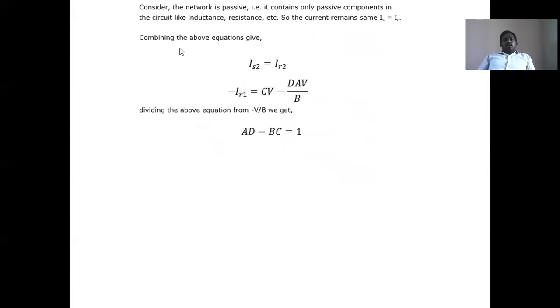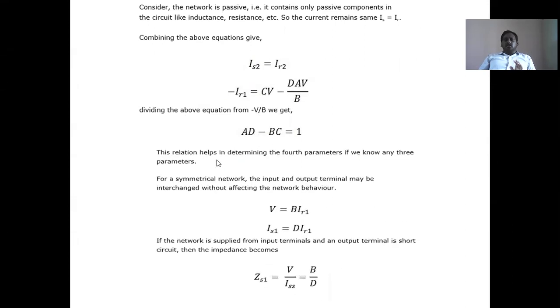So, combining the above equations, IS2 is equal to IR2. Then minus IR1 is equal to C into V minus D into A into V by B. Dividing the above equation by V, and simplifying, finally we can solve this: AD minus BC is equal to 1. This is the relation obtained from these conditions. This relation helps in determining the four parameters if we know any three parameters. AD minus BC is equal to 1.